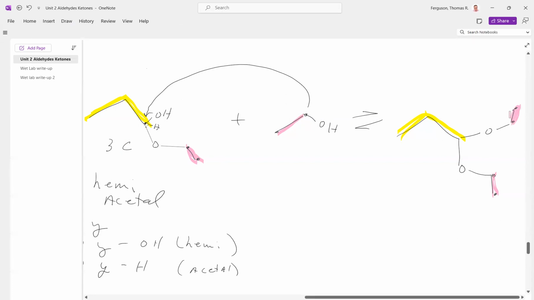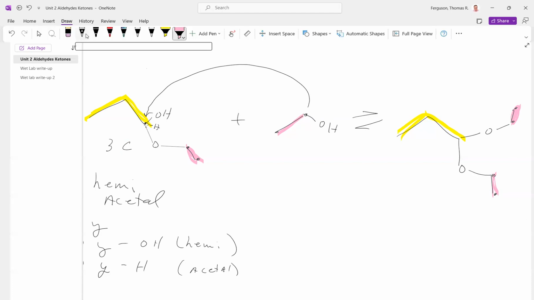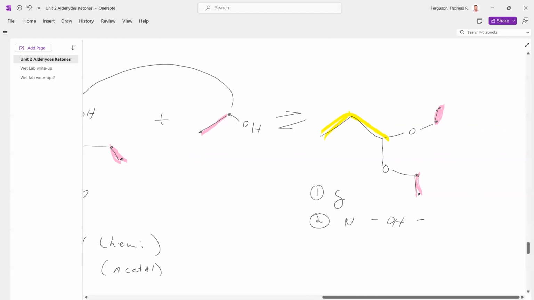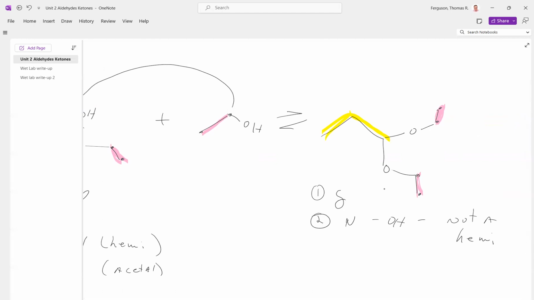So what is it? Is it a ketal, acetal, hemiacetal? Okay, so just go through the steps again. So yes, OCO, OCO. No OH, that means it's not a hemi. Is there a hydrogen present? Yes. There's a hydrogen right there. So that means it's an acetal.